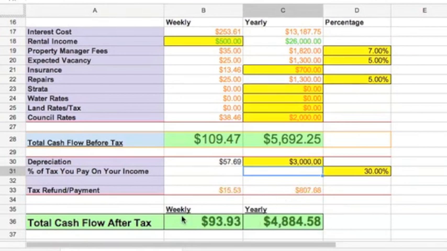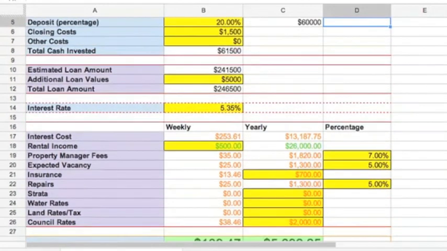And so what this does now is it'll calculate your total cash flow after tax. So weekly we're looking at about $93.93, and yearly $4,884.58. So that's the advanced property calculator. Again, this is not meant to be 100% exact. This is meant to give you a good idea of what your property is expected to earn. And I think it's a really great tool.